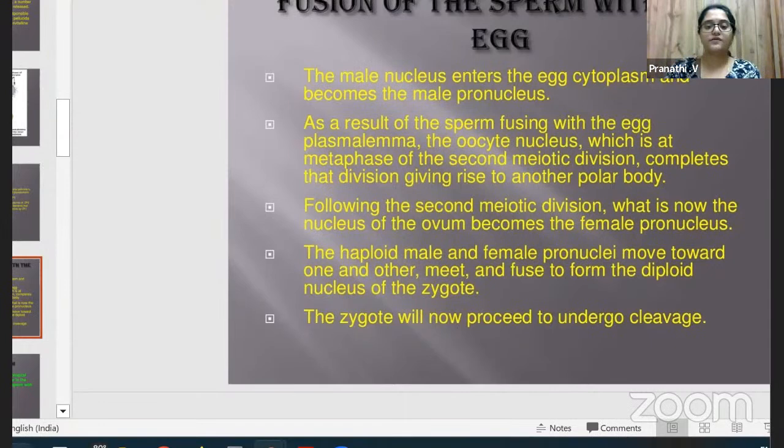The male nucleus enters the egg cytoplasm, and then it becomes the male pronucleus. This is the result of the sperm fusing with the egg, and it is followed by a meiotic division and then the second meiotic division, wherein the nucleus of the ovum becomes the female pronucleus. Then both the haploid male and female pronuclei move towards each other and fuse to form the zygote, which undergoes cleavage.